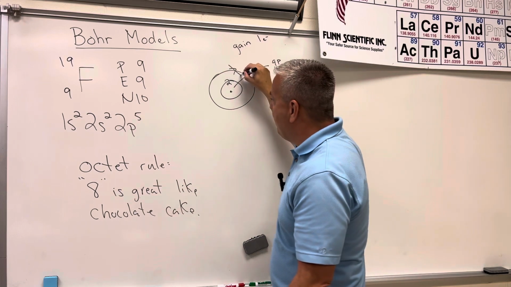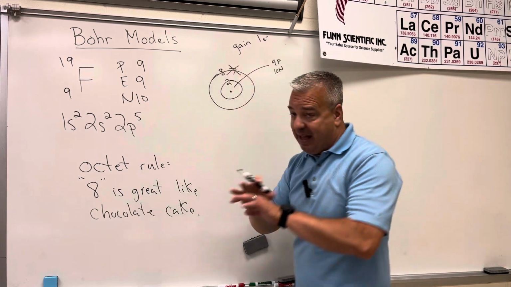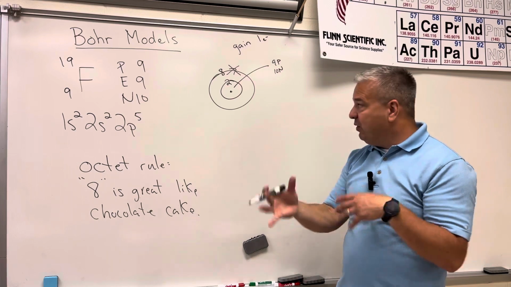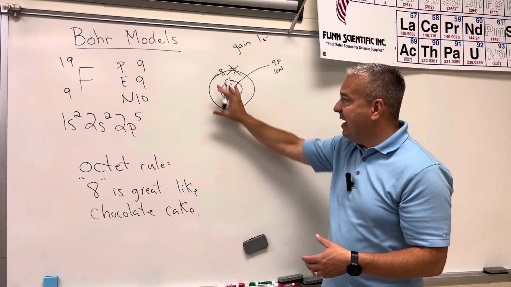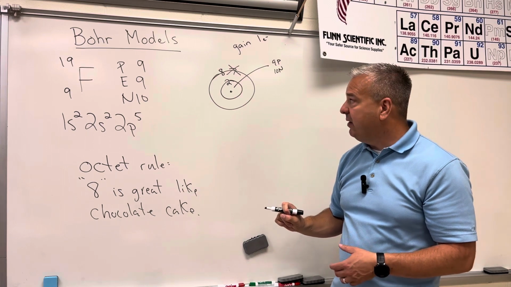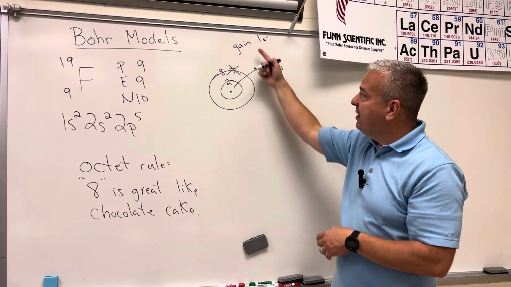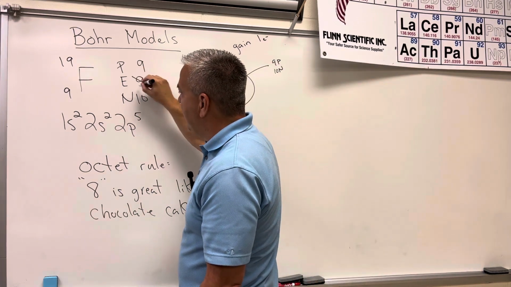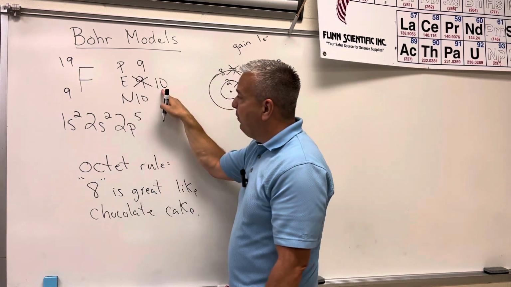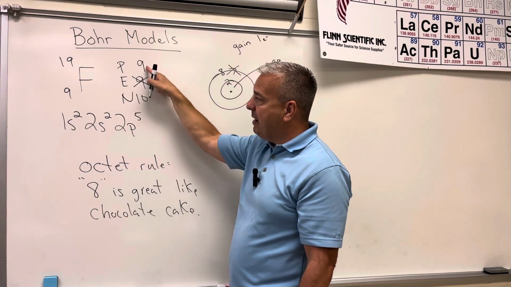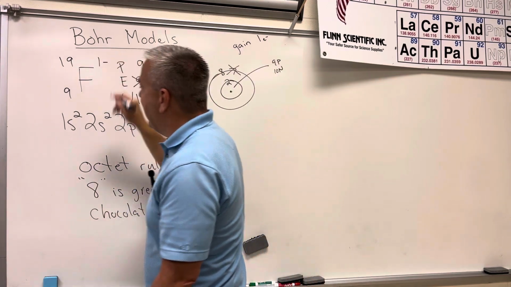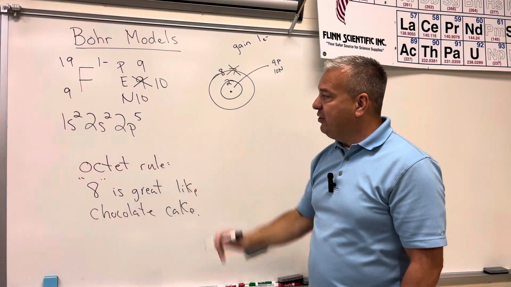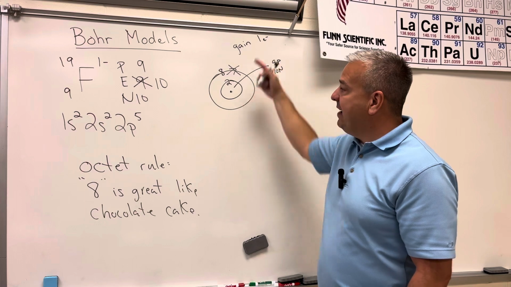So if we gain 1 electron, we will get that 8 is great like chocolate cake valence electron ring, which we know this thing's going to be a little bit stable now because it has that noble gas electron configuration, but there's some things that we need to adjust. If we gain 1 electron, instead of having 9 total electrons, there is 10. And if we have 10 negative particles and only 9 positive particles, this thing's going to have a charge of -1. We need to adjust the electron configuration because of the gaining of the electron.